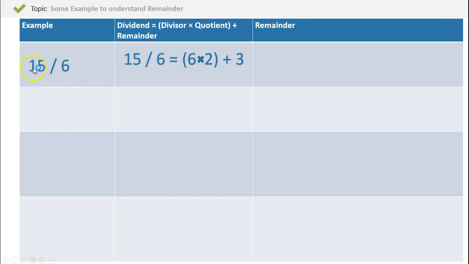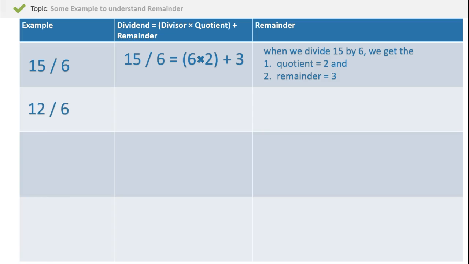In this example, when we divide 15 by 6, we get 6 multiplied by 2, where 6 is my divisor, 15 is my dividend, and my remainder is 3. When we divide 15 by 6, we get quotient as 2 and remainder as 3.